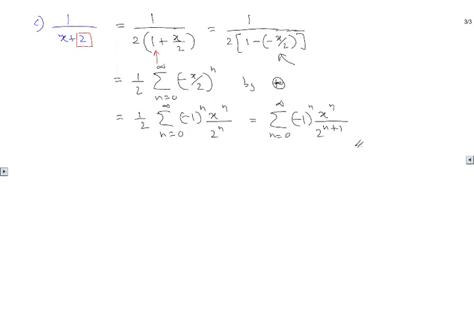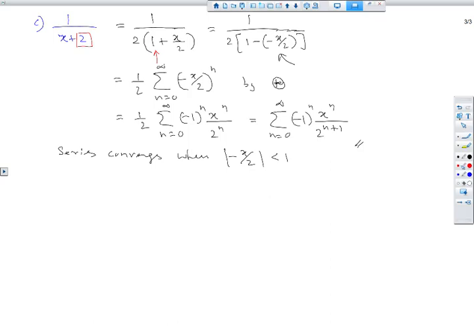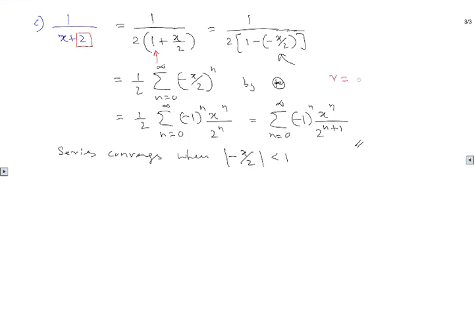Okay. So again, we can say the series converges when the absolute value of r, which is negative x over 2, is less than 1. That's the r. It's a power series, so in this case it's a geometric series. So r is negative x over 2. Because we normally write a r to the n, or a r to the n minus 1. So that's the r.